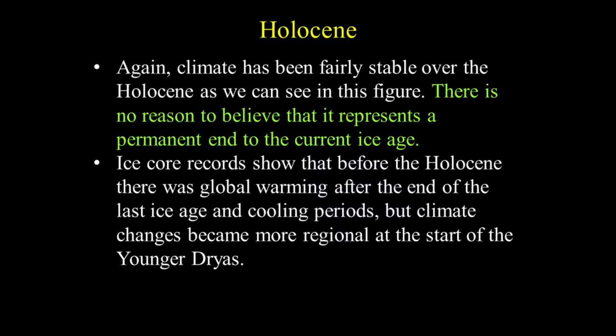Again, climate has been fairly stable over the Holocene, as we can see in this figure. There is no reason to believe that it represents a permanent end to the current ice age. Ice core records show that before the Holocene, there was global warming after the end of the last ice age and cooling periods. But climate changes became more regional at the start of the Younger Dryas.